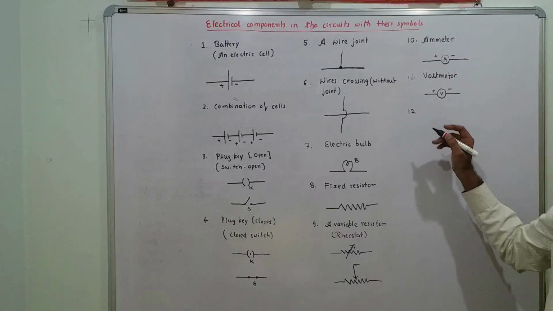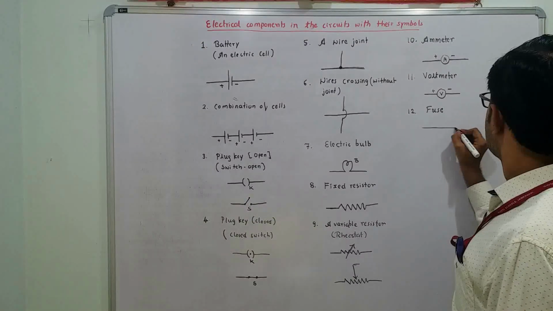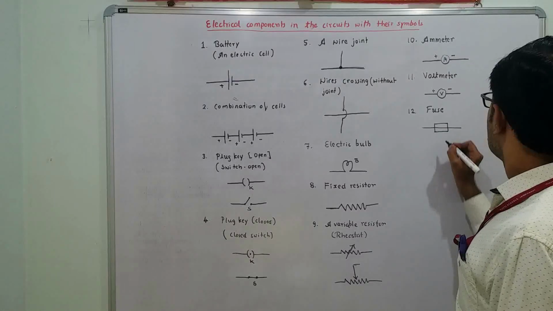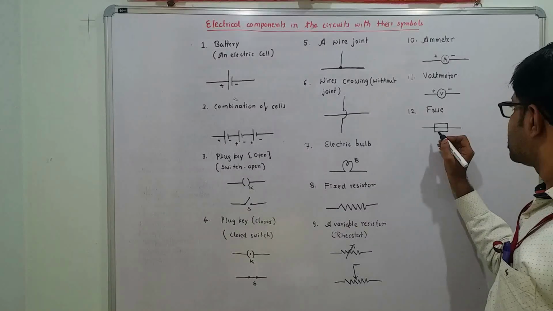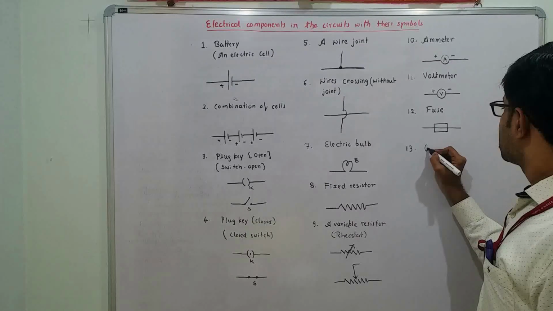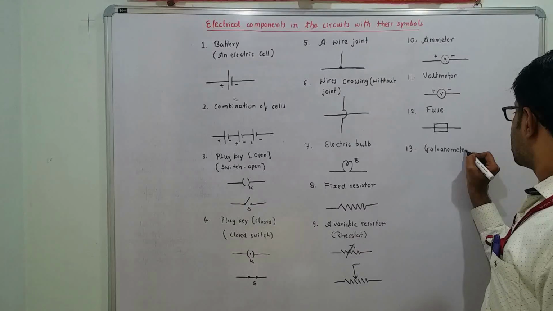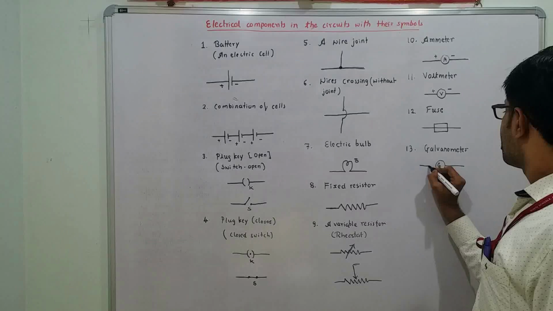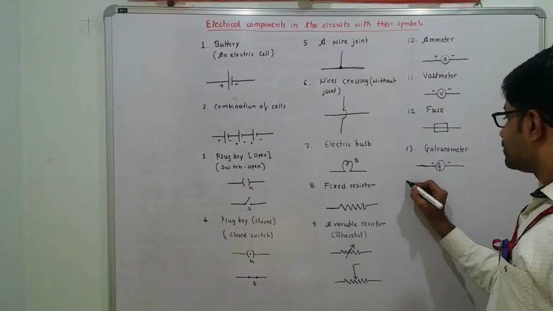Next, that is fuse. Fuse is a protecting device which is used to give some protection to the electric circuit. It is symbolized like this. Next, galvanometer. Galvanometer is the device used to measure electric current through deflection.